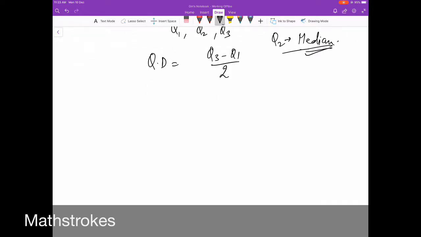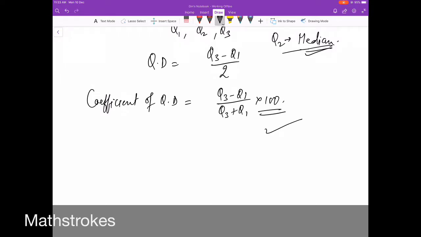One more term, what is the coefficient of quartile deviation? This is q3 minus q1 upon q3 plus q1 into 100. So this is the coefficient of quartile deviation. Now let us take an example to see what is q1 and q3. I will not be talking about q2 because q2 is the same as median, and I suppose you already know how to calculate the median of discrete data.